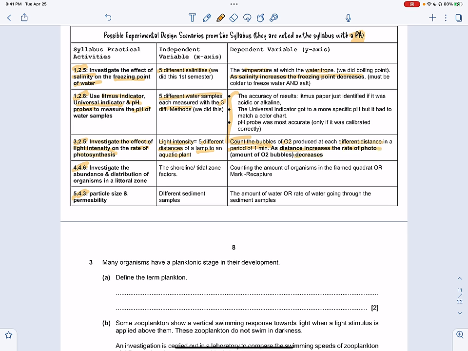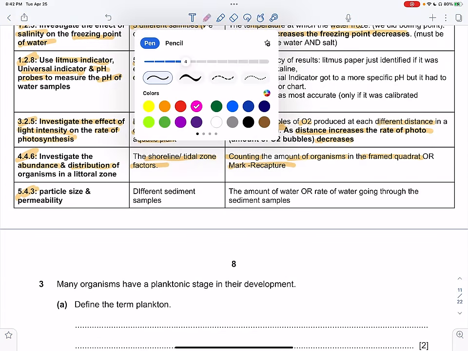Investigate the abundance, so the amount, and distribution, how they're zoned, of organisms in a littoral zone. The independent variable would be abiotic factors on a shoreline or in a tidal zone. So maybe amount of water or temperature, the effect of wind, maybe. Exposure to sunlight. What you could do is count the amount of organisms in a framed quadrat or mark recapture. I didn't include the rest, bless my own heart. We could also do the line transects.